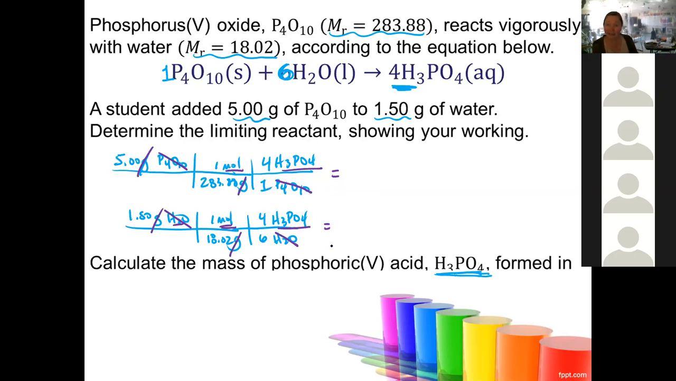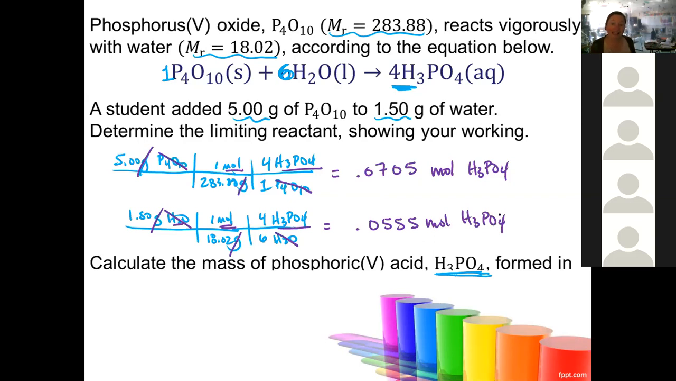Luckily, I have my calculator right here. 5 times 1 times 4 divided by 283.88 divided by 1 gives me 0.0705 with sig figs moles of phosphoric acid. Same thing for my water, 1.50 divided by 18.02 times 4 divided by 6 is going to give me 0.0555 moles of phosphoric acid.